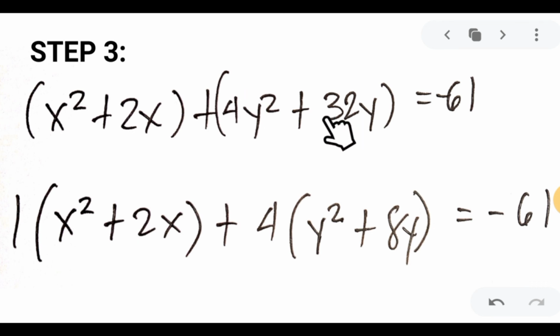For the y group, the common factor is 4. If you will multiply this one, you will have the same answer as this one. 4 times y squared, that is 4y squared. 4 times 8y, that is 32y. This is the new equation that we have here.